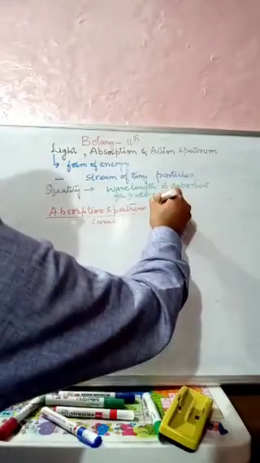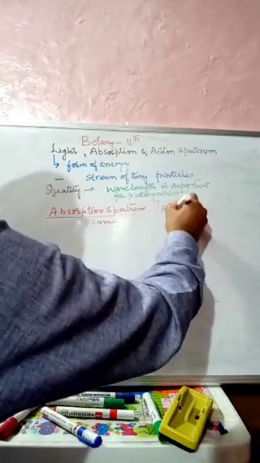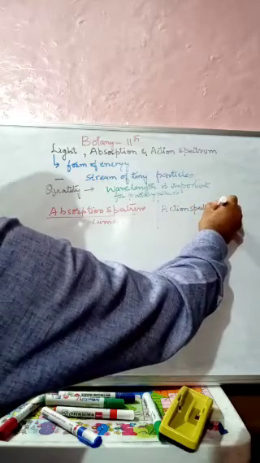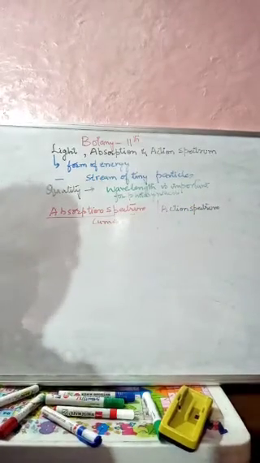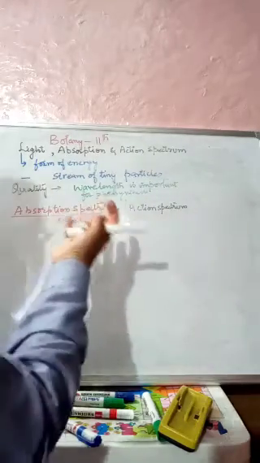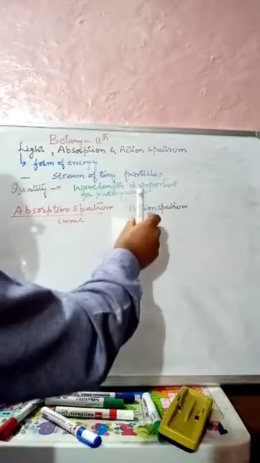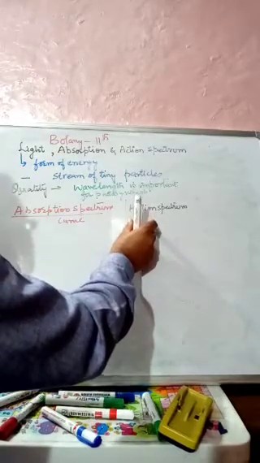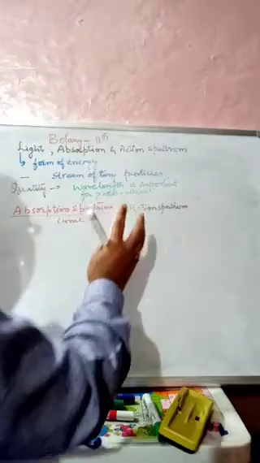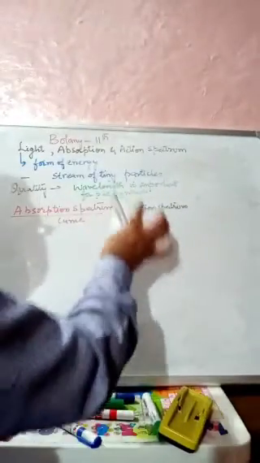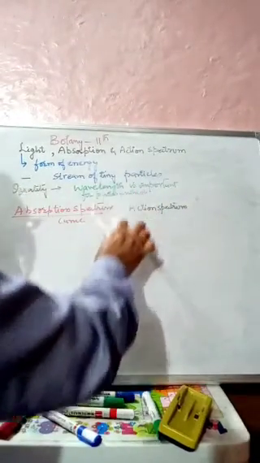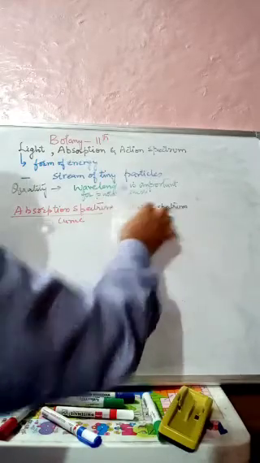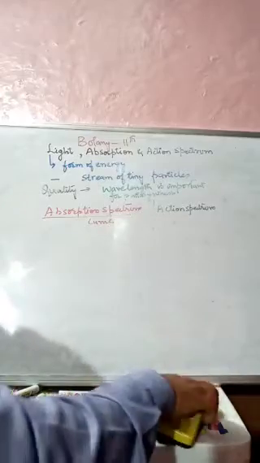Then we have one more term, called the action spectrum. We have different colors of light, and for which color the action is maximum, there we get this graph. That graph is called the action spectrum. So let us draw the graph.